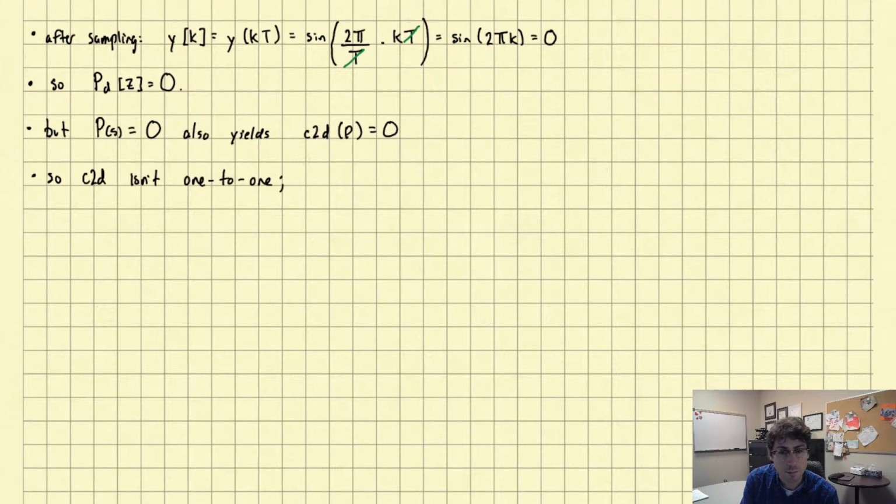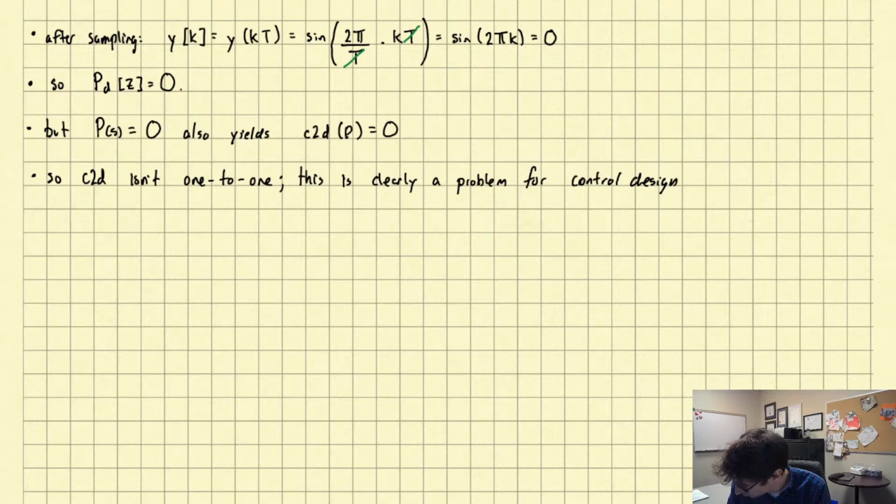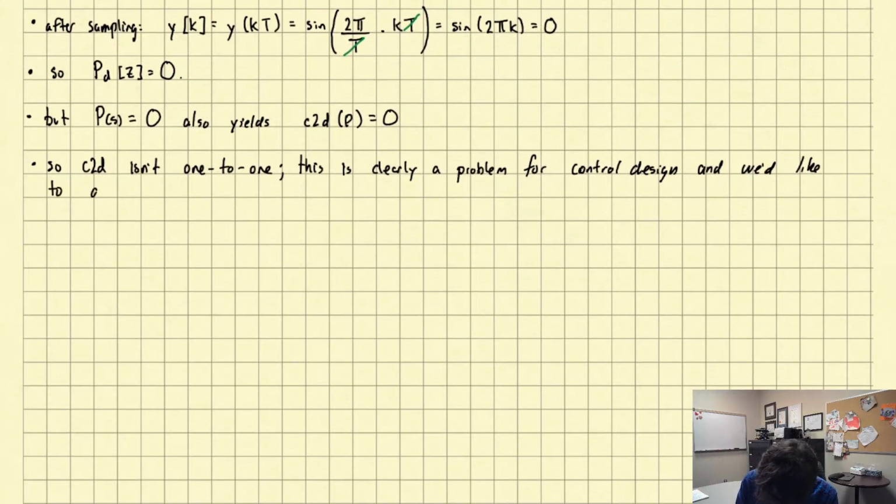And this is clearly a problem in this little example here, because our problem was to stabilize the plant. And when we discretize, it's not clear that there actually is a problem, right? We say, oh, well, it looks stable to me. So this is clearly a problem for control design. And we'd like to avoid such situations.